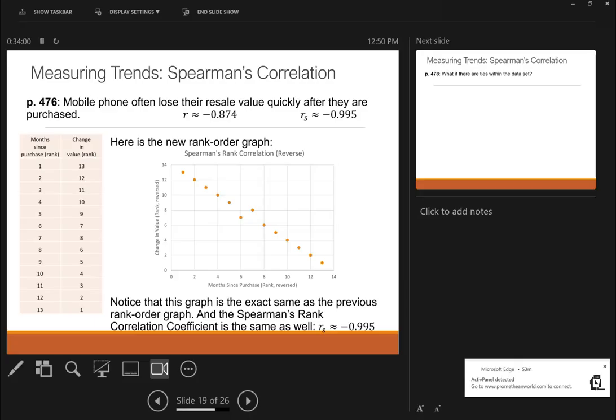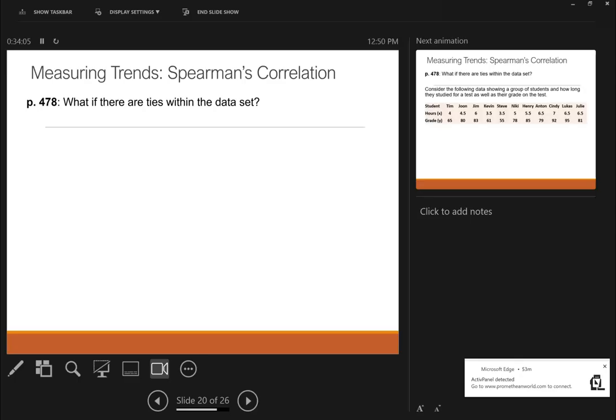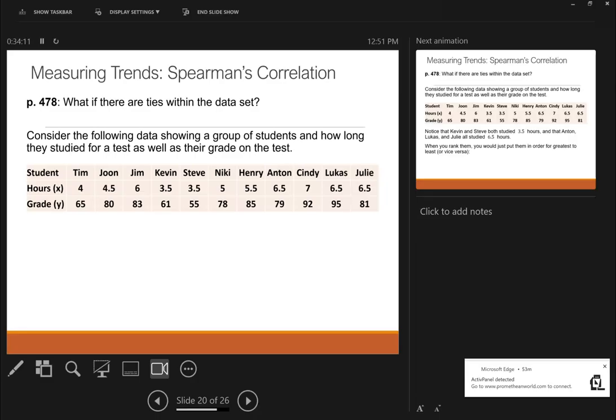Well, Mr. Kulik, this seems awfully easy. What's the catch? Well, what if there are ties? What do I do with a tie? So let's look at this data set. It's about hours of sleep and grade. If you look at the X's, we have some ties there, right? Notice I have 6.5 occurs 3 times, and 3.5 occurs twice. How do I rank data with a tie?